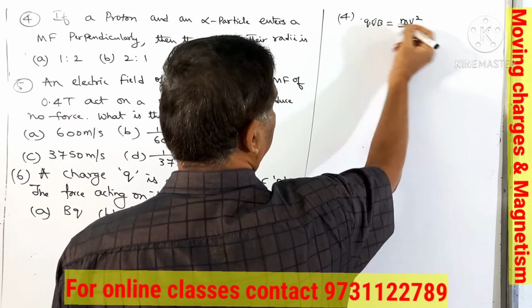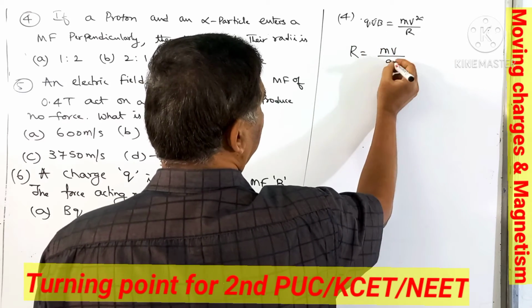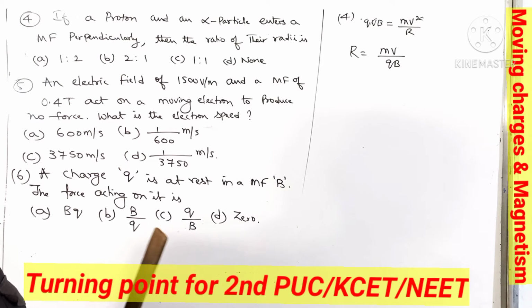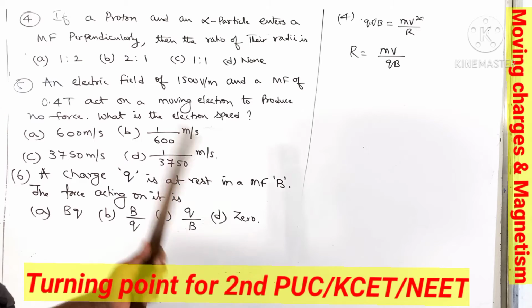Simplify this. When V gets cancelled, I want R. R is equal to MV by QB. So if you recall the radius as MV by QB, you can save a few seconds. So R is equal to MV by QB is the equation.